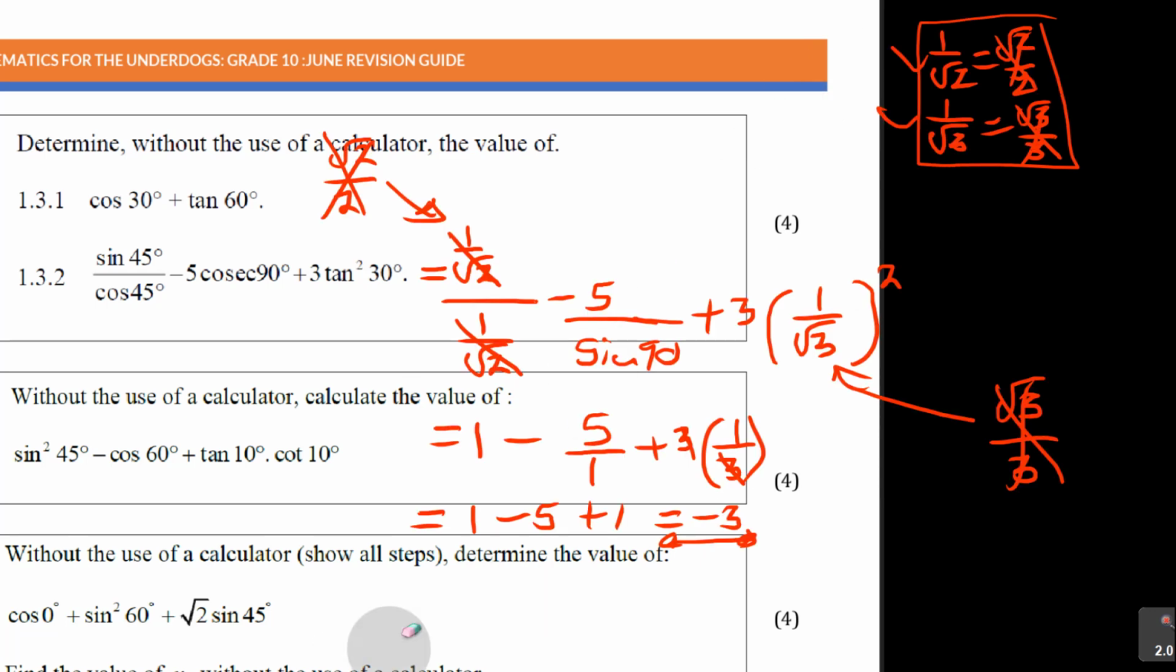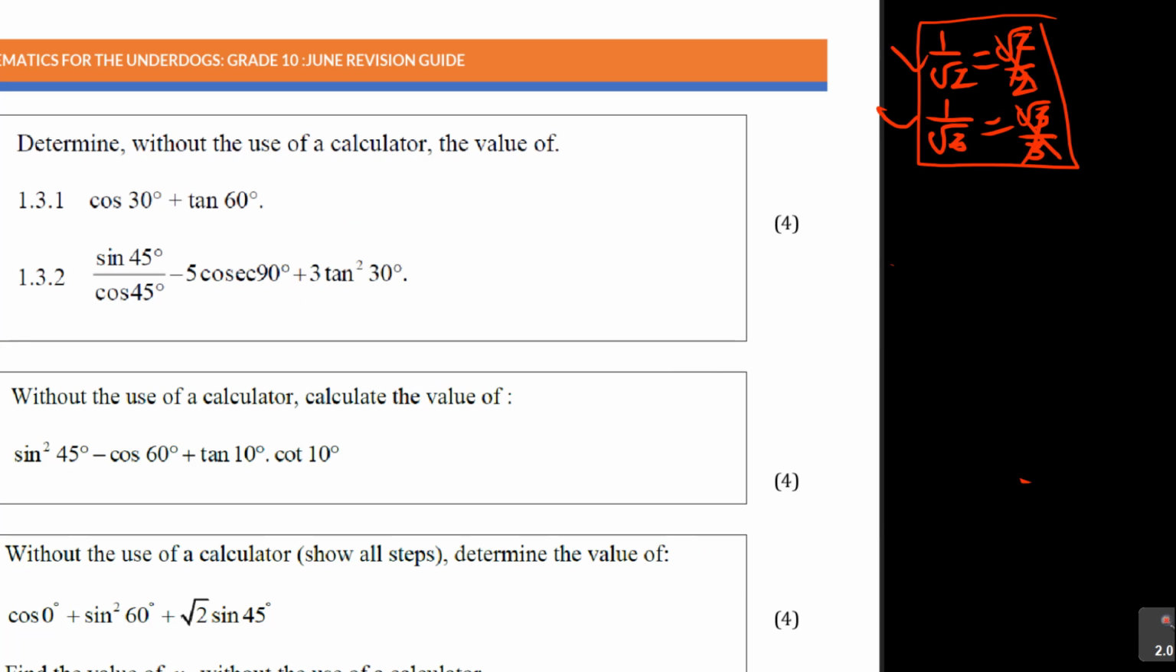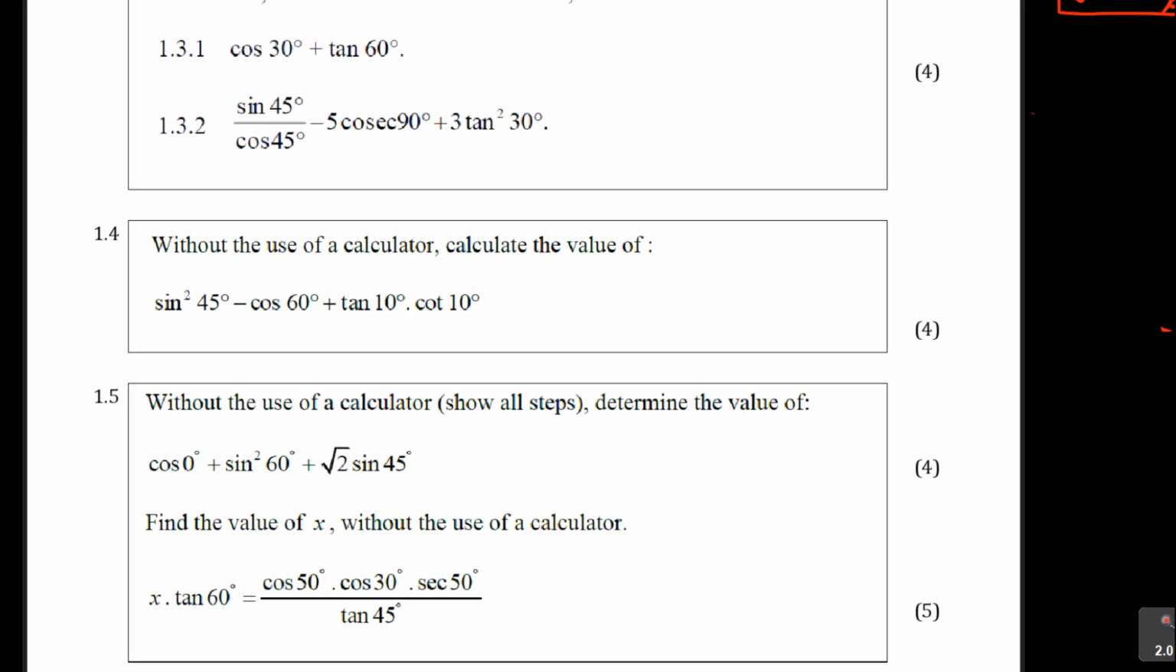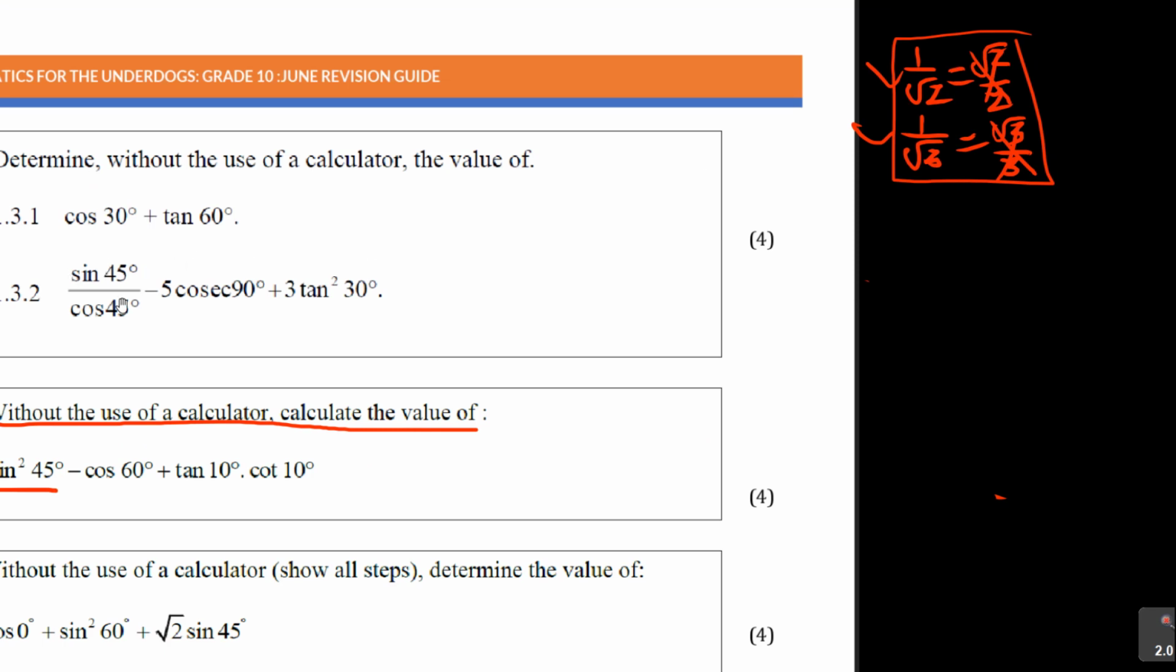Okay, let me not erase everything. Let me leave those ones that I left on top there. Next one, without use of a calculator, they say don't use the calculator, but you know you must use it for marks. Now, sin 45, guys, you saw that sin 45 was 1 over root 2, which I did.